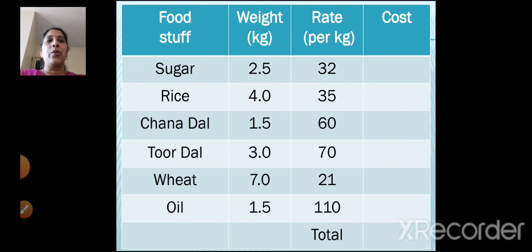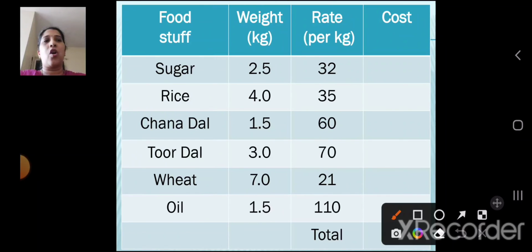So what we are going to do, children, if you see in the third column, the rate is given per kg, right? Now, so for sugar, what is the weight? 2.5 and the rate is 32 rupees per kg. That means for 1 kg it is 32 rupees. So for 2.5 kg, what will be the cost? Right? So that you have to find out and you have to write it in the cost column.